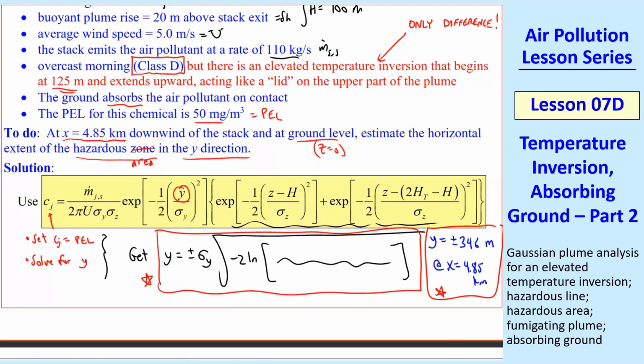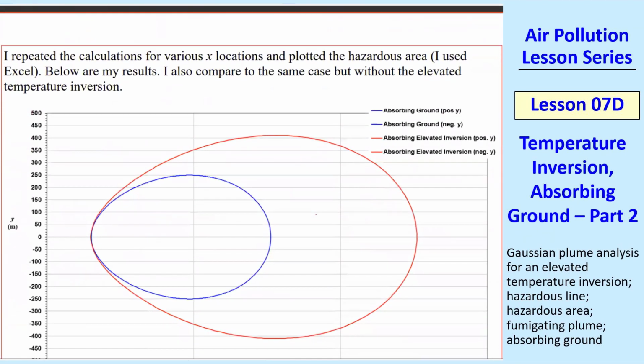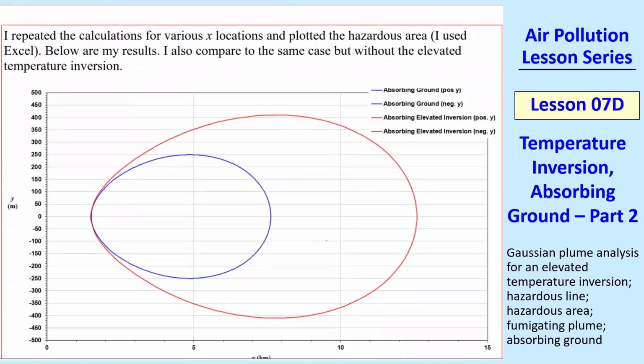So you would give 346. We don't worry about the plus or minus. So as I've done before, I will repeat this for many different X locations and plot the hazardous area. And I used Excel, which I find very convenient for doing these kinds of things.